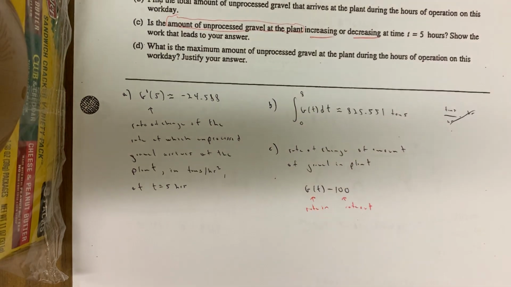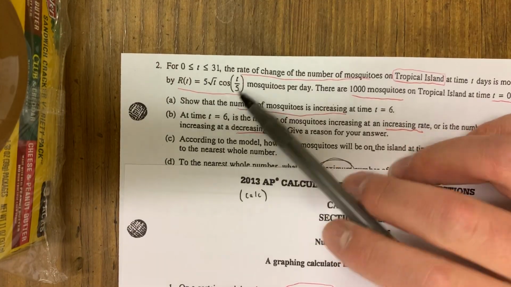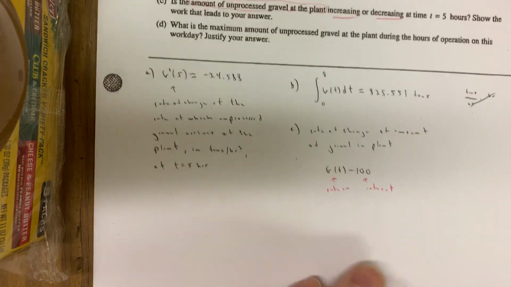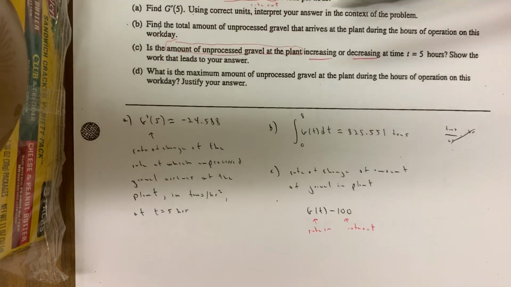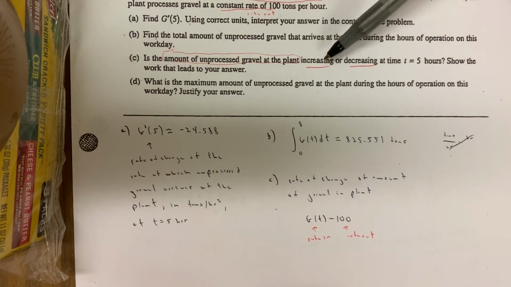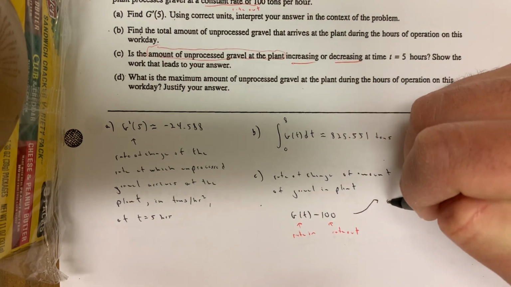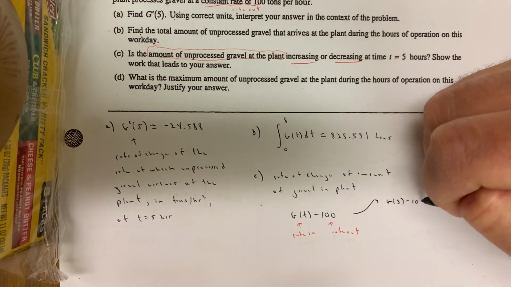See, last problem with the mosquitoes, they told us the function that represented the true rate of change. Inside here, it had entrance rate minus exit rate. That's not true here. Here's the rate of change of the amount of gravel in the plant. I want to know if this thing is positive or negative at t equals 5. That's going to tell me if the amount of gravel is increasing or decreasing. So I really want to do g of 5 minus 100.